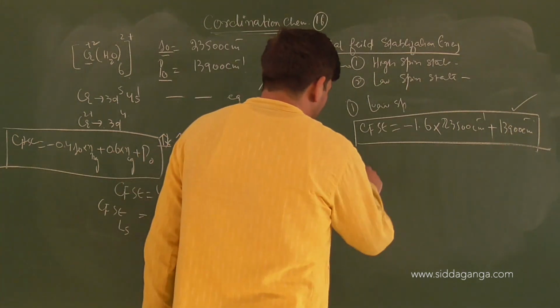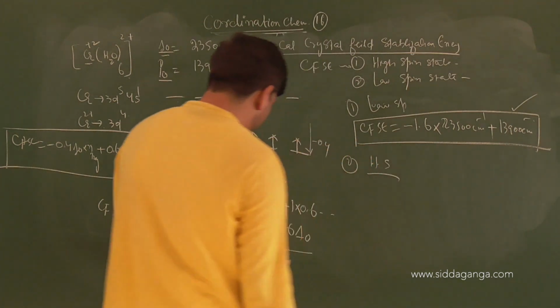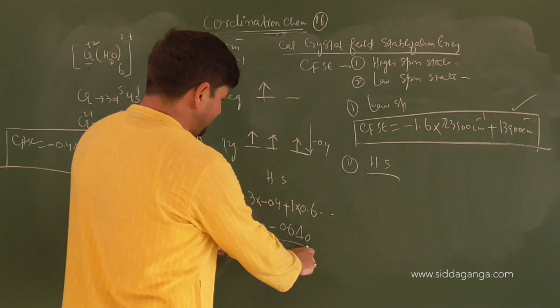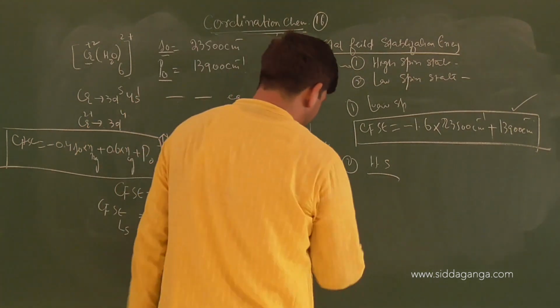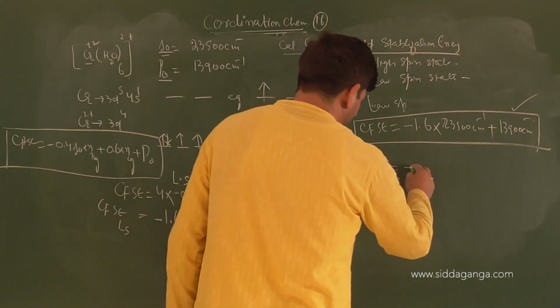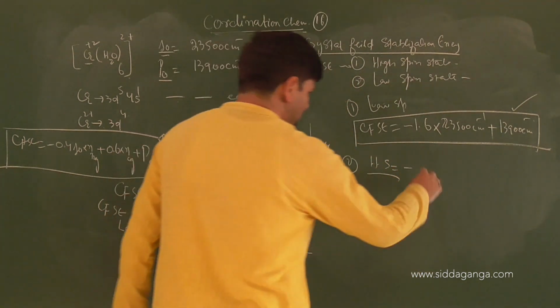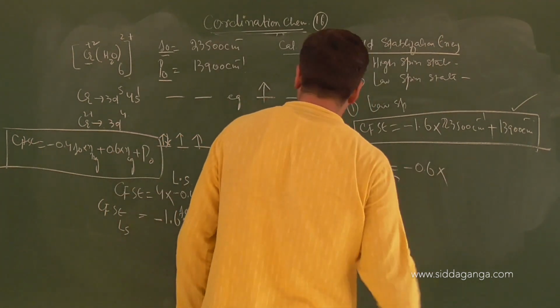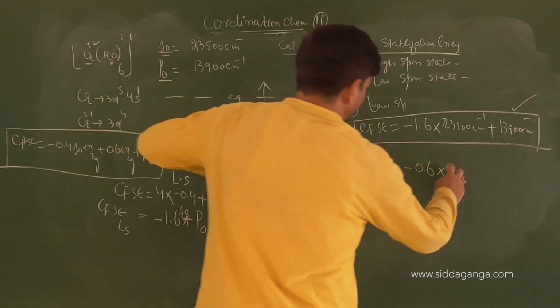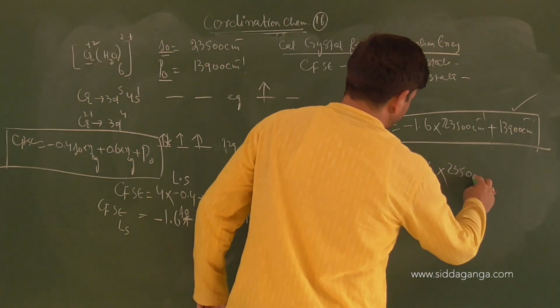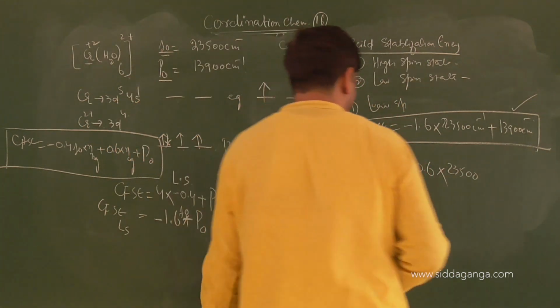Then the second one, under the high spin state, we have already reached the conclusion, 0.6 of delta 0. There is no pairing at all. So that will be minus 0.6 of delta 0. Delta 0 is 23500.